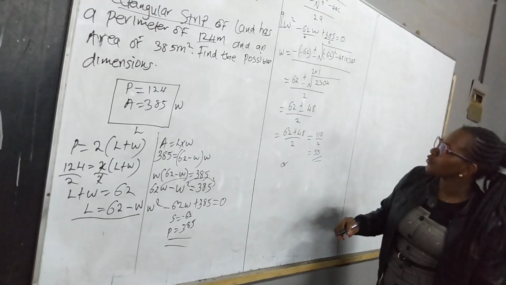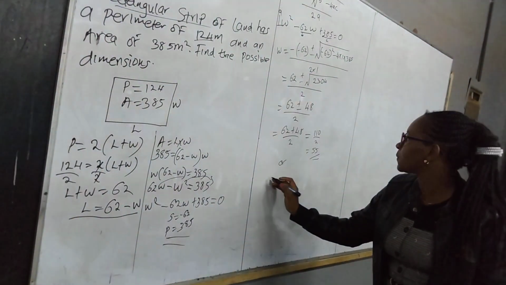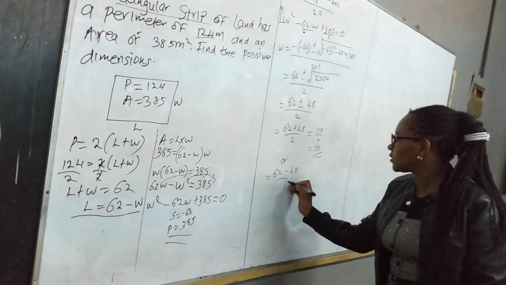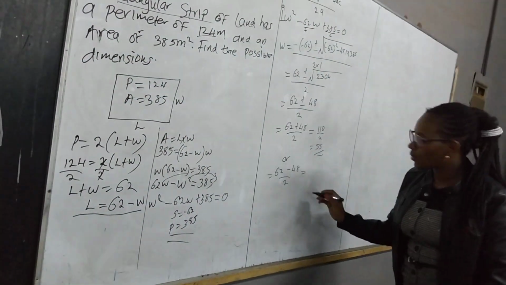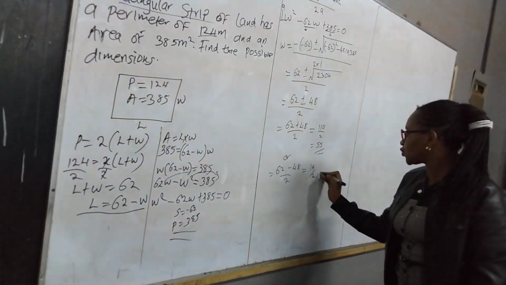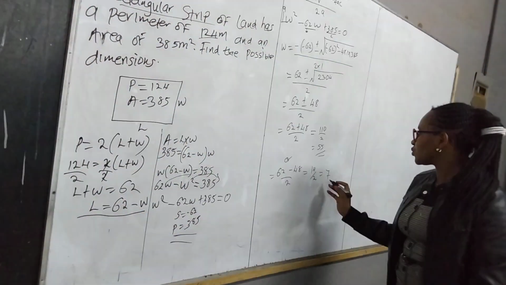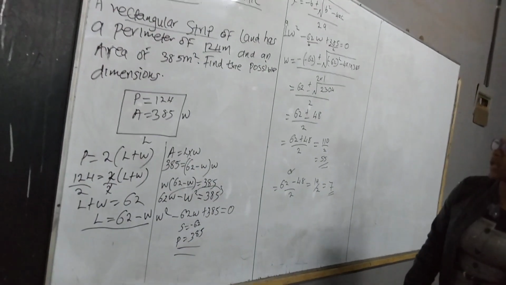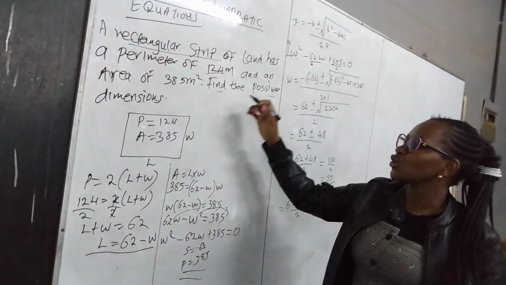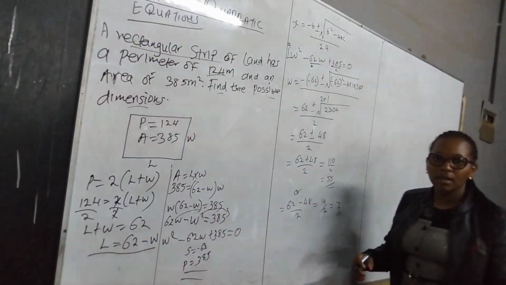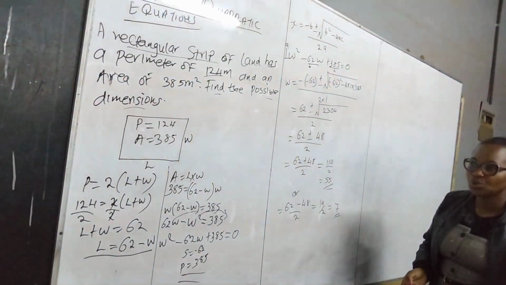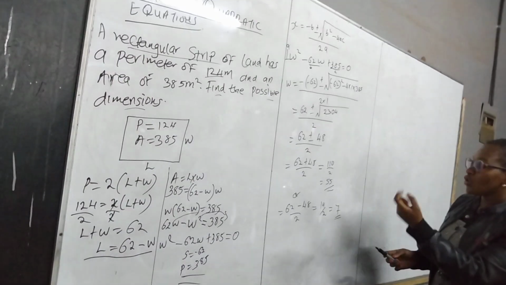Our other possible value of W is 62 minus 48 divided by 2. We get 14 divided by 2, and the value of W is 7. But remember, we are finding the possible dimensions. So far we have got the values of W, and we need to have the value of the length.